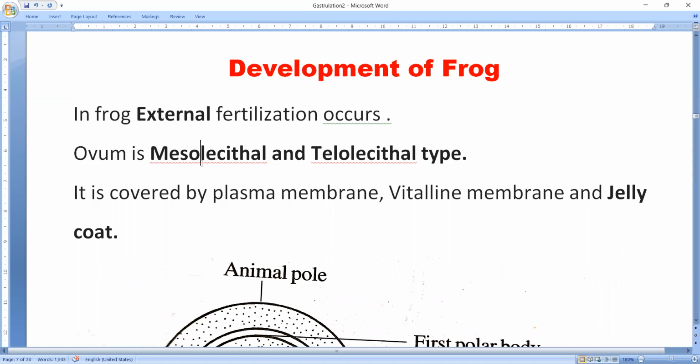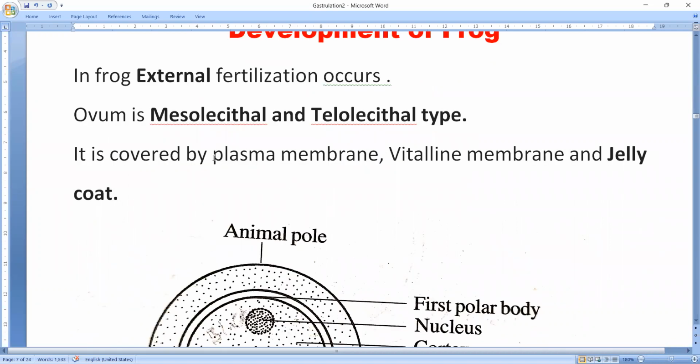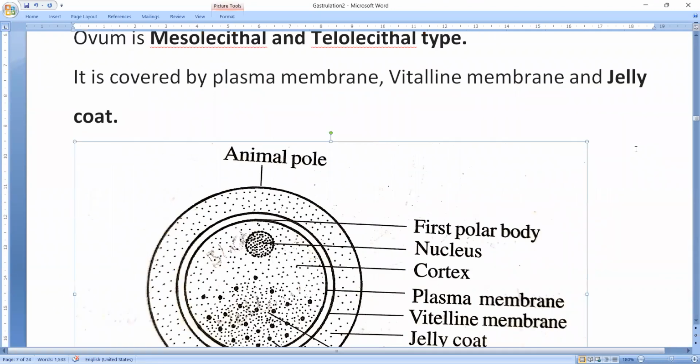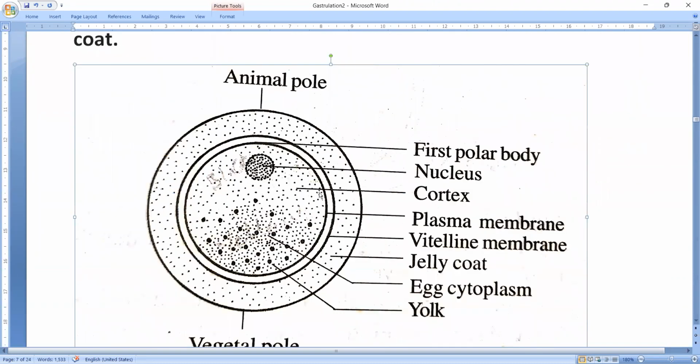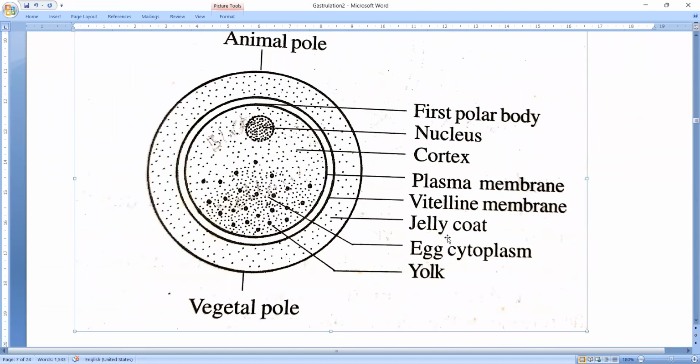The ovum is a little controversial. According to some scientists, it is megalethal, but most scientists believe that it is a mesolethal egg, and it is telolethal, right? It is covered by plasma membrane, vitelline membrane, and a jelly coat. Having a jelly coat is an important feature of the frog's ovum. So this is the ovum of the frog.